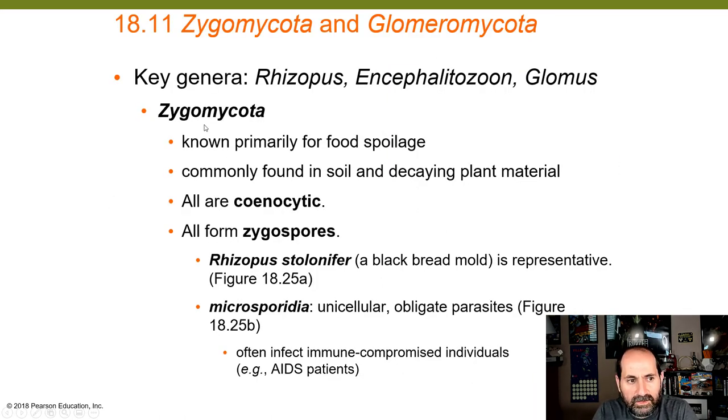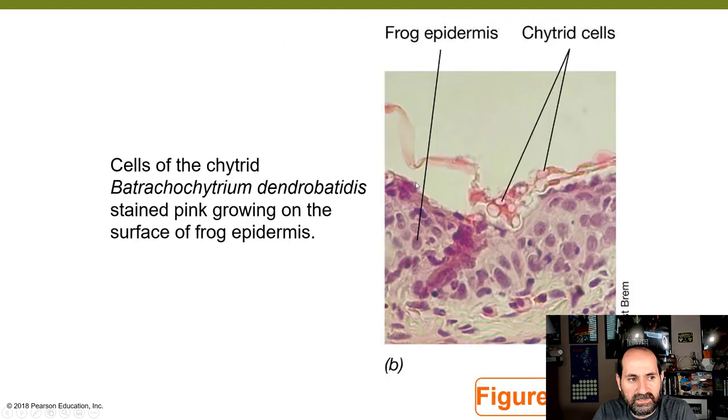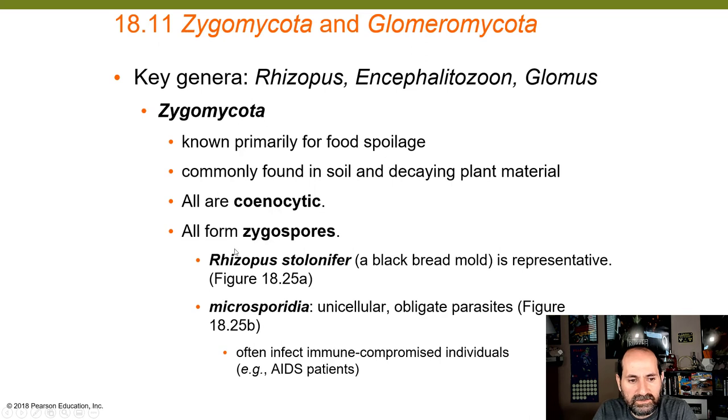Moving on to the zygomycota. Again, what have we done? We've talked about microsporidia briefly. We've touched on the chytrids briefly. Let's talk about zygomycetes. These are very interesting. They include the common bread mold, Rhizopus stolonifer, the black bread mold. This is your typical bread mold, a representative here. So zygomycota in general are known primarily for food spoilage. Obviously, these grow on your bread. They grow on food, spoil food, commonly found in soil and decaying plant material.